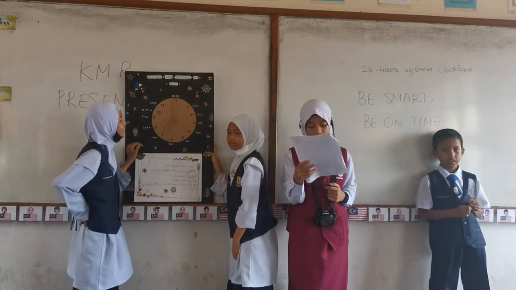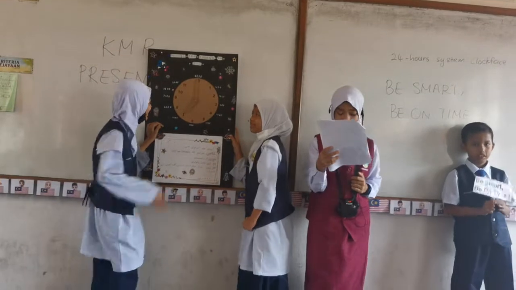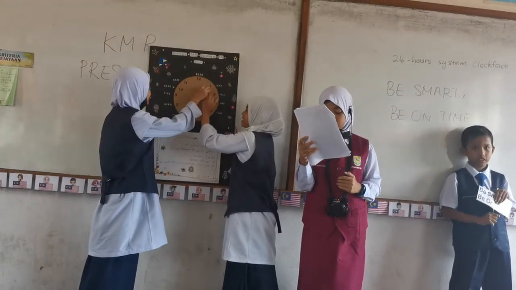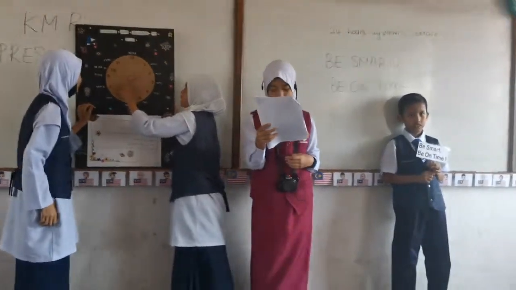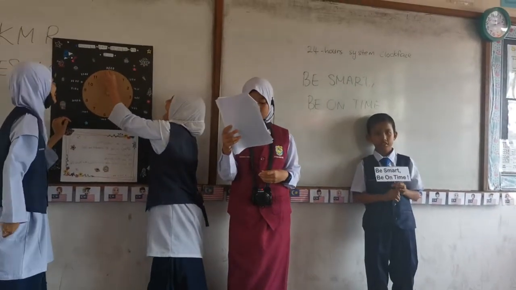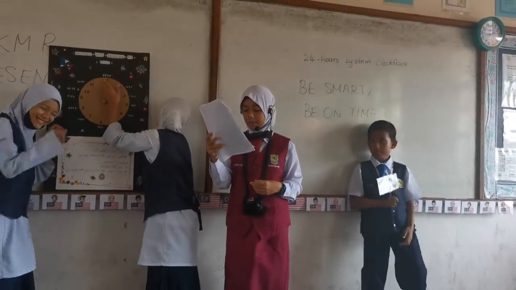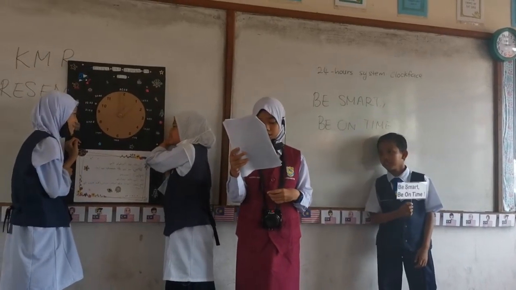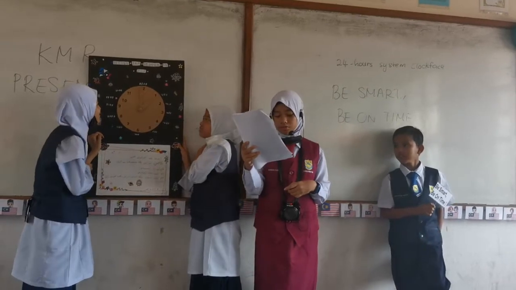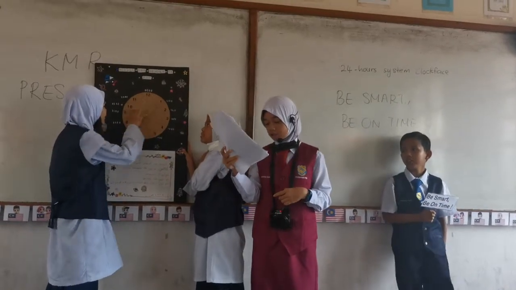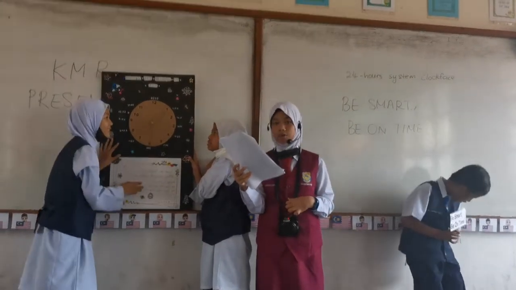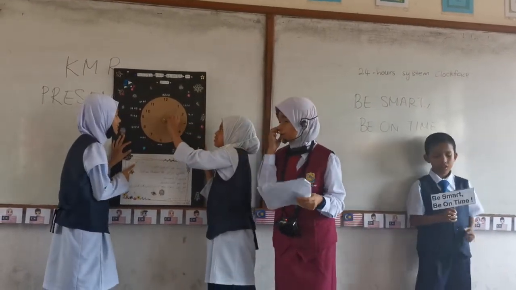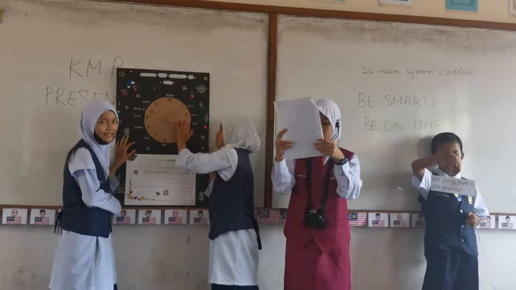Goes home at 1:30. In the 24-hour system, we say 1:30 p.m. as 13:30 hours. Okay, correct. That's already correct.